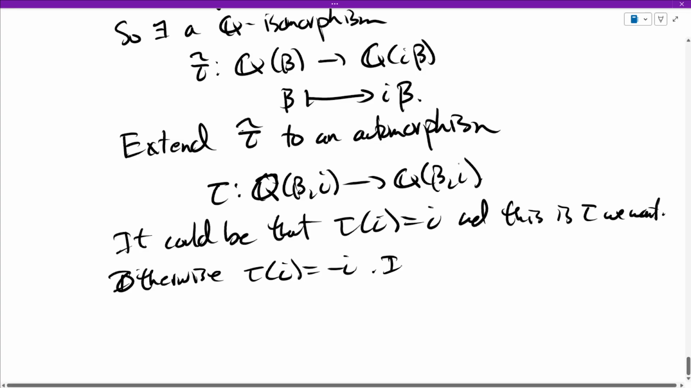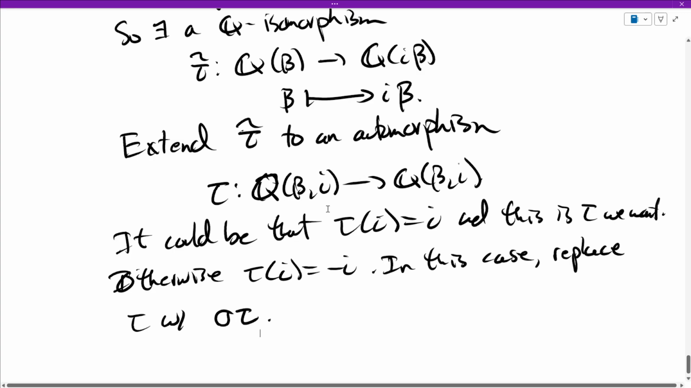In this case, replace tau with sigma tau. So if tau, the one that we got by the theorem that we proved a while ago, sent i to negative i, well, sigma is the guy that conjugates. So this will just fix all the betas and send i back. Okay, so this is the one that we would want.